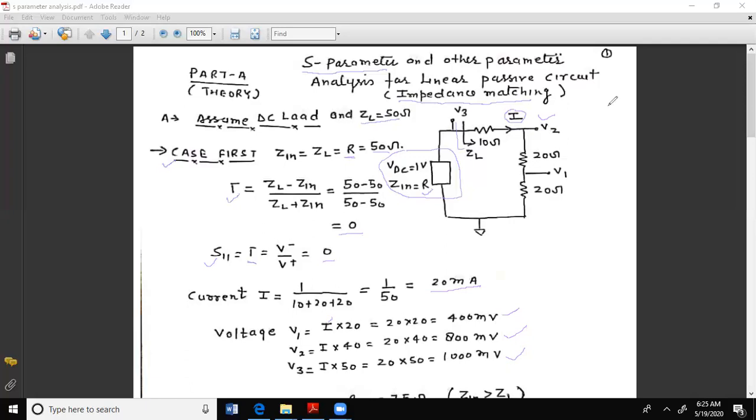So in the case of perfect matching, if we calculate the voltages in Cadence Virtuoso or any other tool, we get the values of V1, V2 and V3 as 0.4 volt, 0.8 volt and 1 volt.